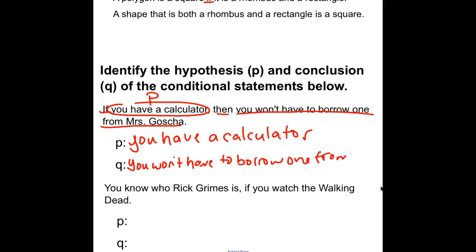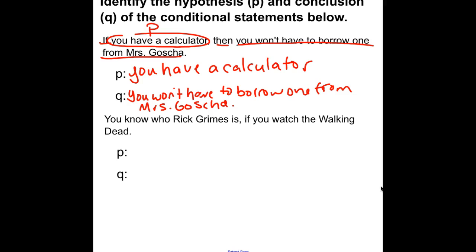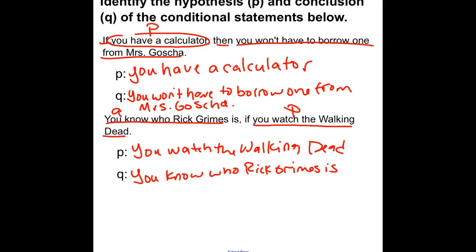Okay. So we've got another conditional statement down below. What you need to do is go through and identify the hypothesis and conclusion on your own. So I'm going to pause the video. I want you to read through this statement about The Walking Dead and see if you can identify the hypothesis and the conclusion. So this one was a trick statement because if happens halfway through the sentence. So the hypothesis is the part that comes after the if, you watch The Walking Dead, and the conclusion is you know who Rick Grimes is.